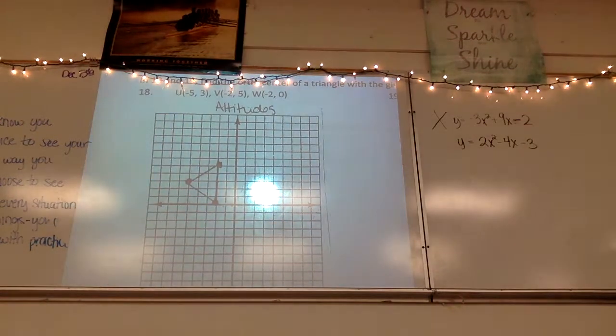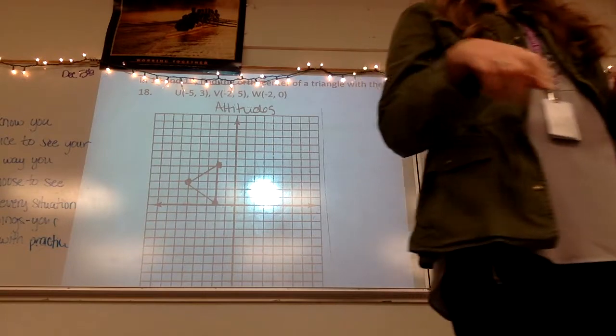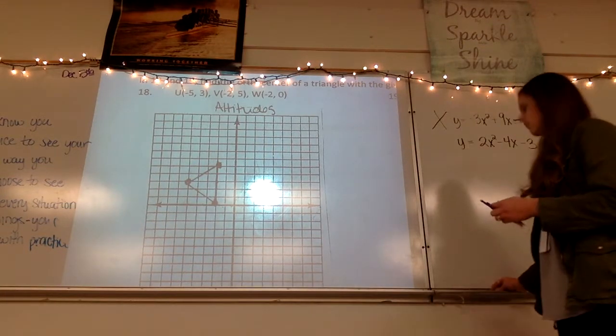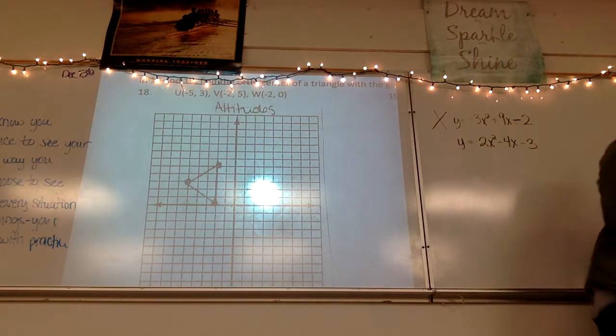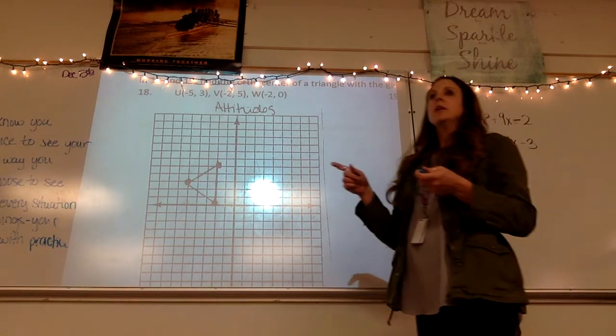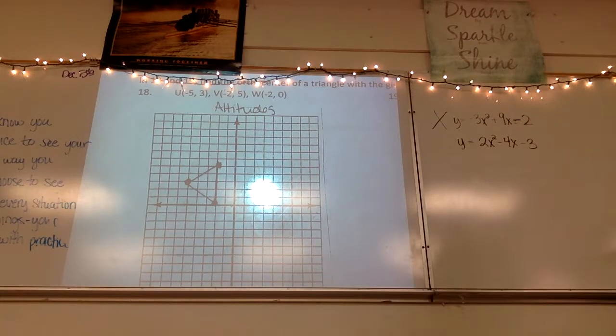Okay, do you guys recall how to get an altitude? What does it take to have an altitude? Ooh, the perpendicular thing. Yeah, you got it. Perpendicular. So you have to have a perpendicular slope, and it goes through the opposite vertex. So let's go ahead and highlight. Let's do the easy one first.